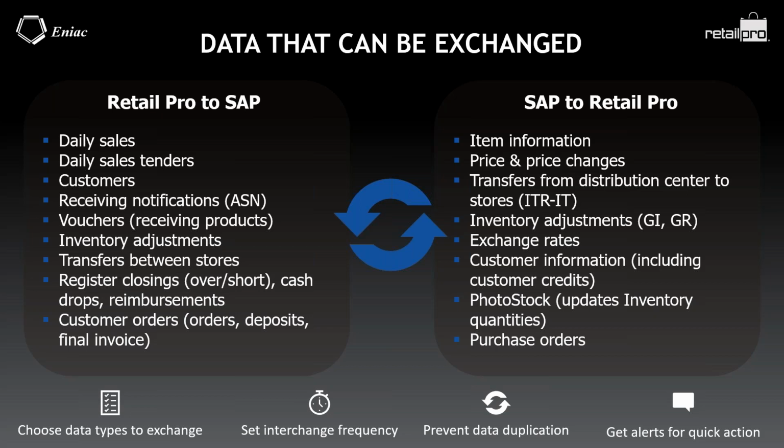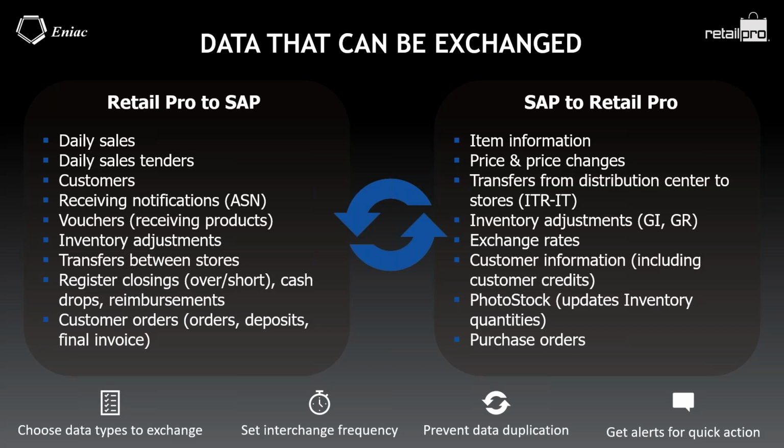We have a document that we call photo stock that we use to update inventory quantities in the physical stores. For example, you are opening a new store and you need to update the inventory quantities from SAP to Retail Pro in that store, we do it. Some other customer will prefer to do a physical inventory in the physical store, and then we will have to send that information to SAP as well, no problem.